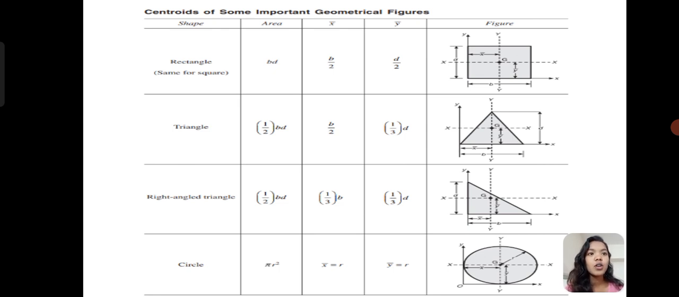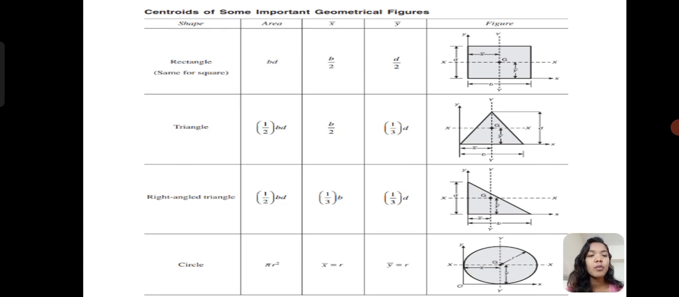First we should draw the rectangle shape, area, x bar, y bar, figure. Here they gave the shape of a rectangle. The rectangle area is b into d, meaning breadth into depth, and x bar is b by 2 and y bar is d by 2.